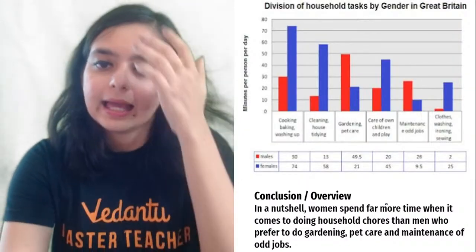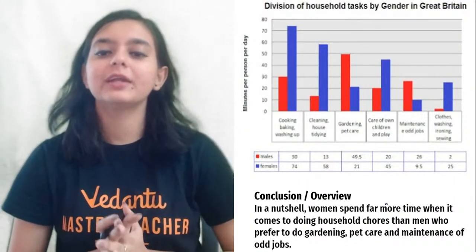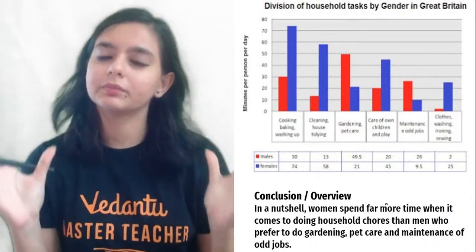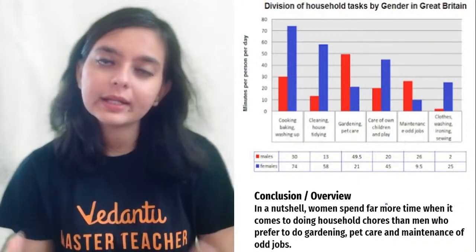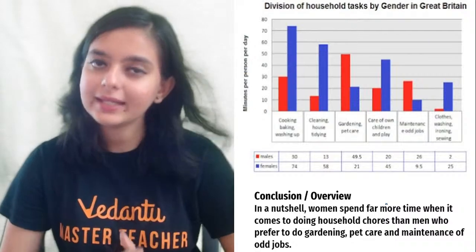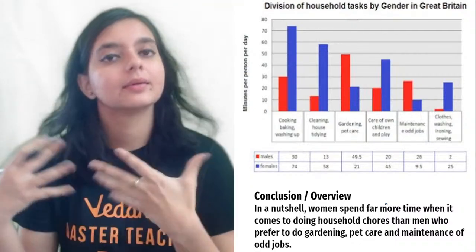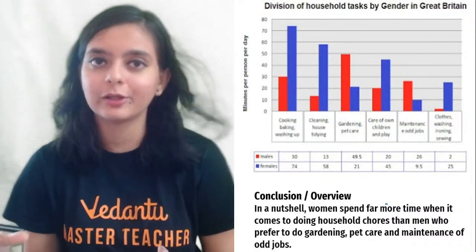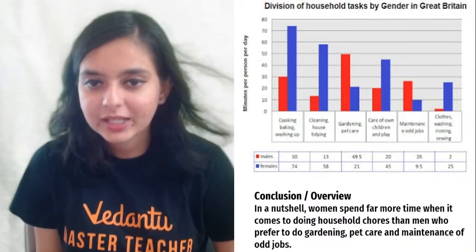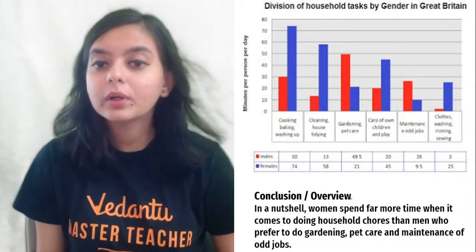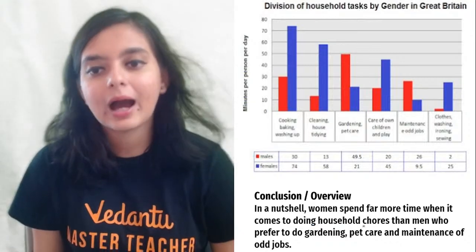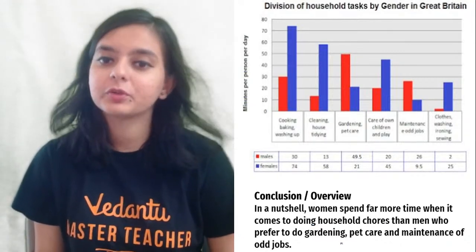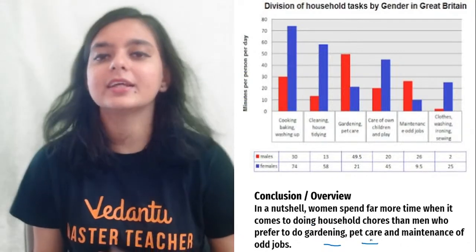Okay. Next is the last portion where we need to talk about the overview. So what have we concluded from the entire graph, right? Our last, that is how we have to conclude. Okay? So in a nutshell, what we can say, how can we conclude? Women spend far more time when it comes to doing household chores than men who prefer to do gardening, pet care and maintenance of odd jobs.